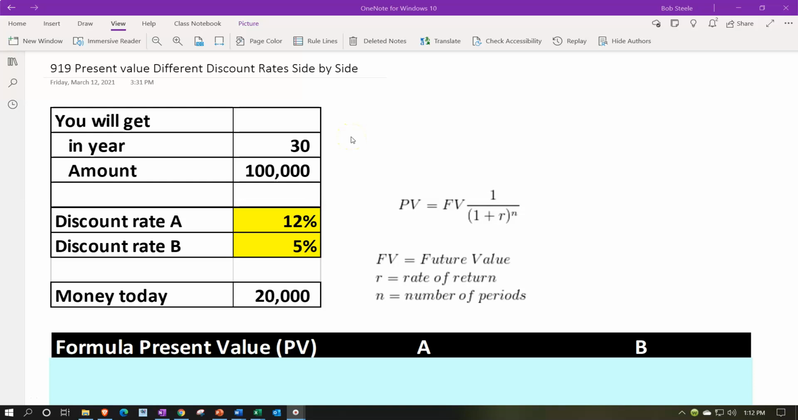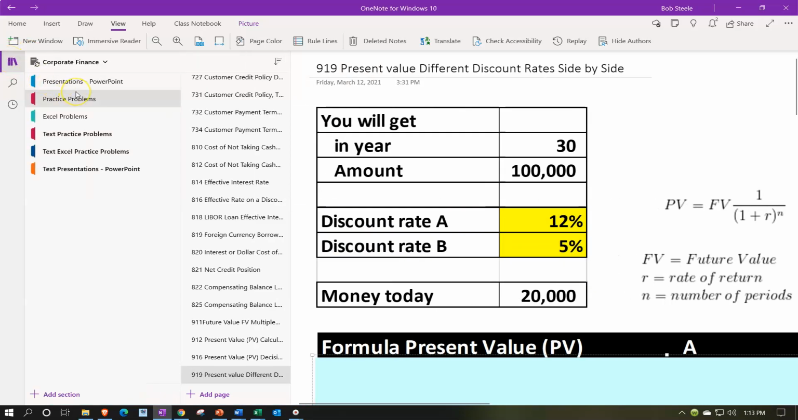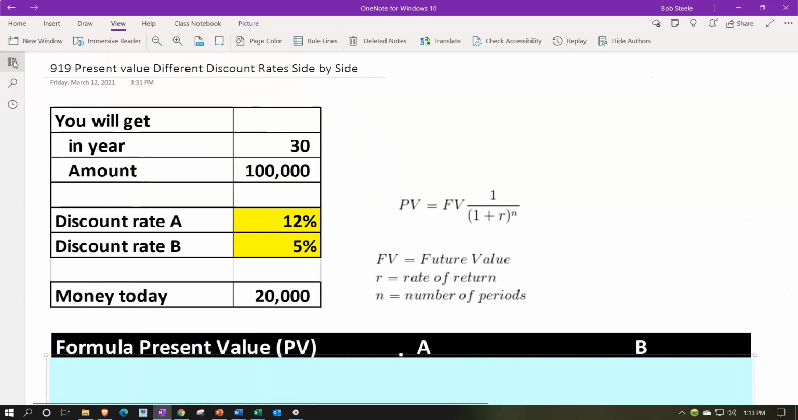If you have access to OneNote and would like to follow along, you're not required to, but if you would like to, we're in this tab on the left-hand side. We're in the practice problems, and then down in the 919 present value, different discount rates side-by-side section. Closing this out with the icon on the left-hand side.